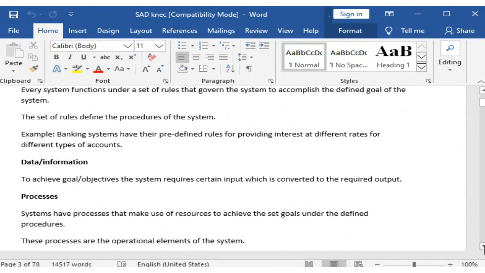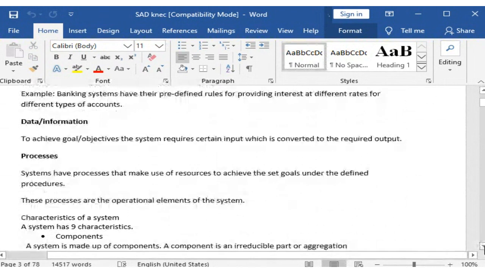Then we have data storage information. To achieve a goal or an objective, the system requires certain input, which is converted to the required output.